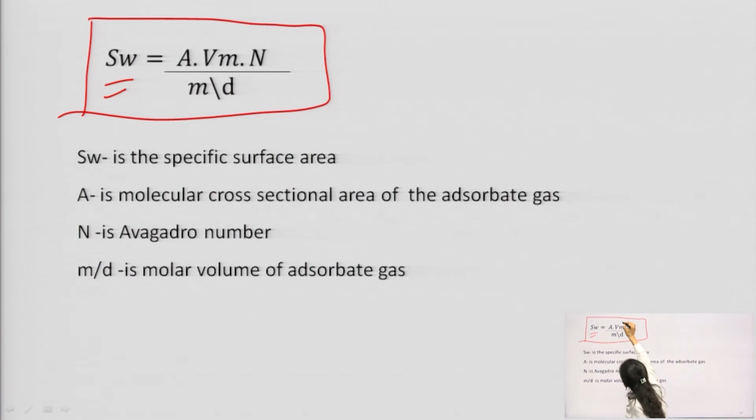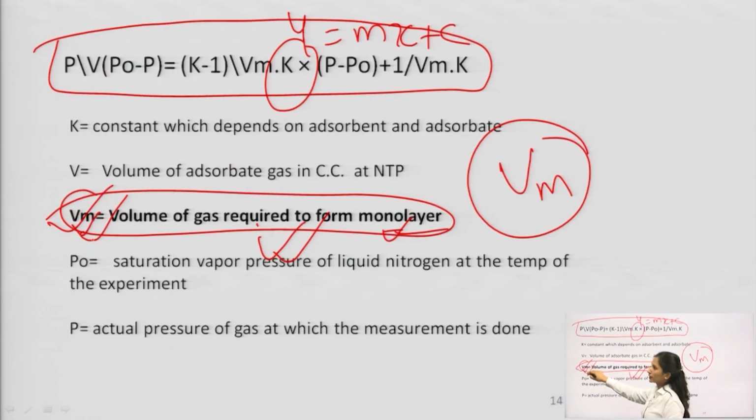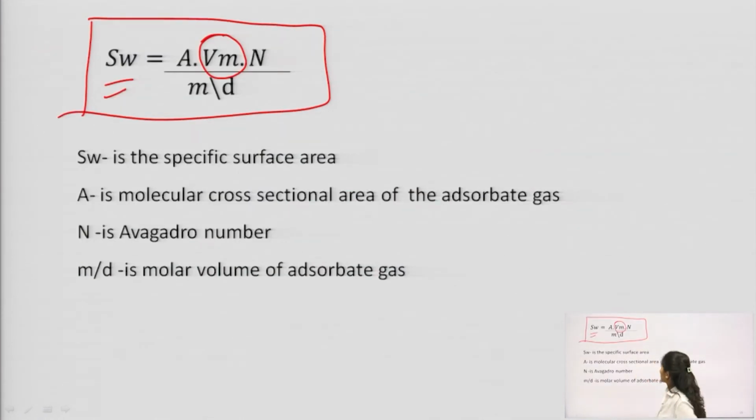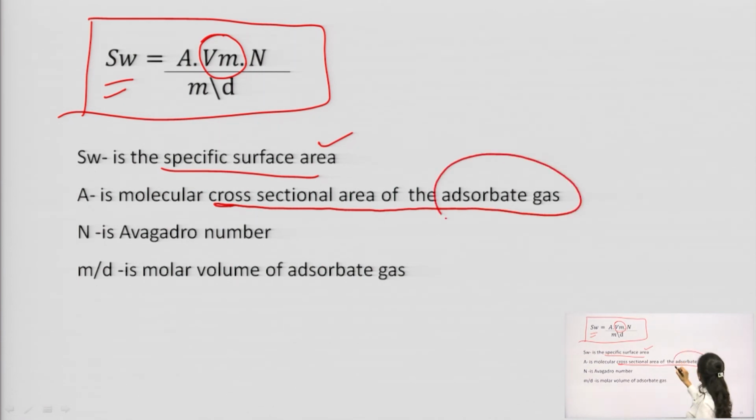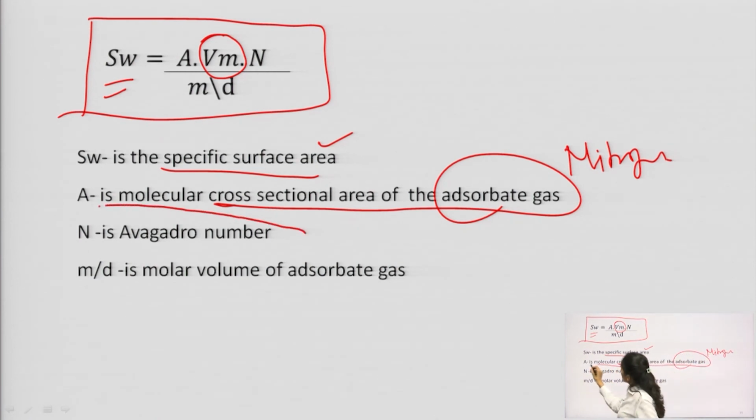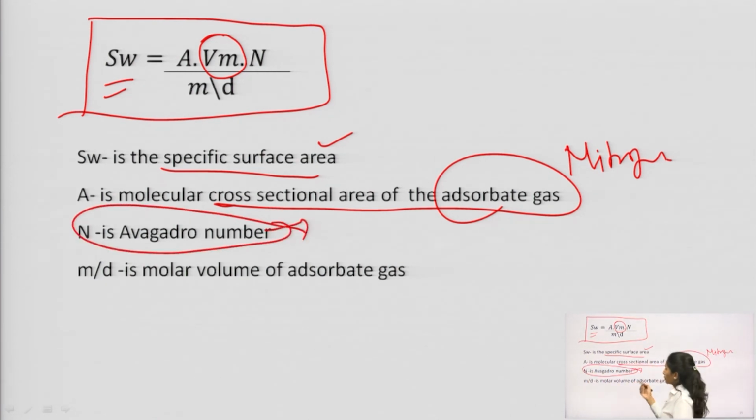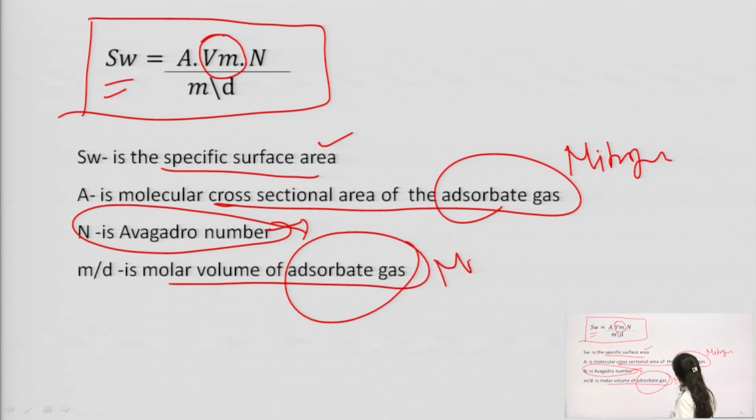Here, only Vm is the unknown, which we do not know. So, we can calculate Vm from the BET equation, the volume of gas which is required to make a monolayer. SW is the specific surface area which we are going to determine. A is the molecular cross sectional area of the adsorbate gas, that for nitrogen will be fixed. N is the Avogadro number, it is also a fixed value. M by D is the molar volume of the adsorbate gas, for nitrogen it will also be fixed.